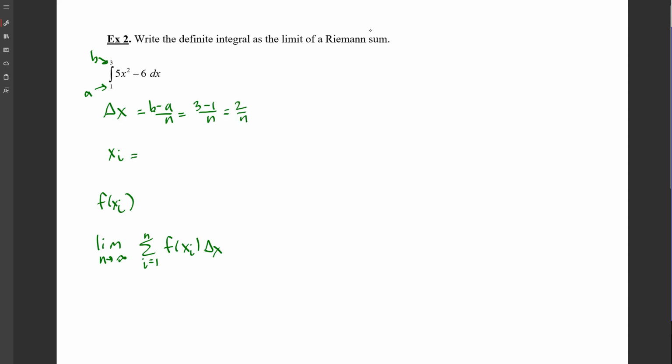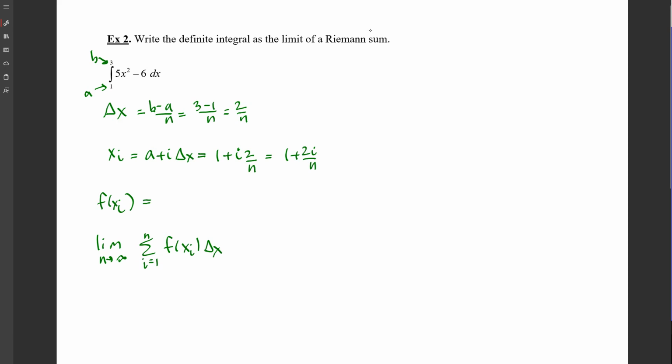What's my x sub i? I memorized the formula for x sub i. It's a plus i times delta x. Okay, so that's going to be a, which is 1, plus i times my delta x in this problem, which is 2 over n. And of course, this can also be written with the i switched around. It doesn't really matter how you write it.